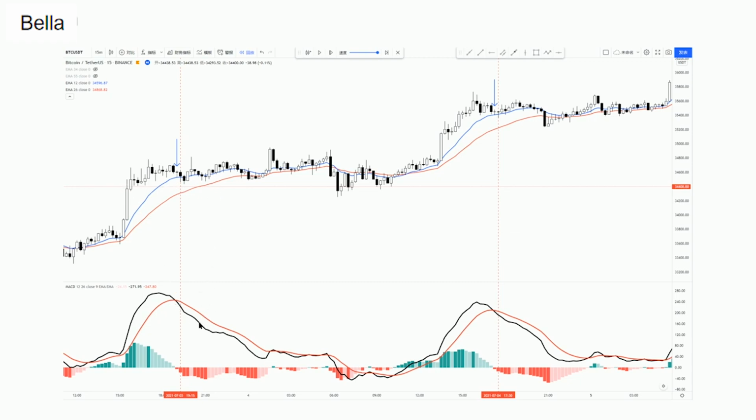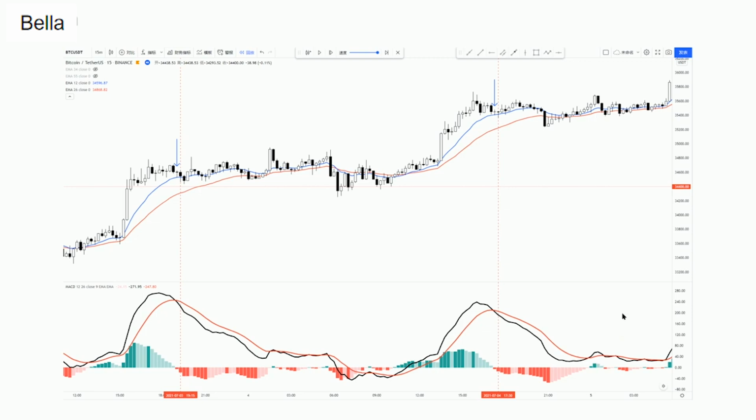Here are two examples of high dead crosses, here and here. Now we know that the MACD line, this black line, represents the difference between EMA12 and EMA26. When MACD is going up, the difference between these two moving averages is increasing, which means the momentum of the trend is increasing. When the MACD line is going down, the difference is narrowing, which means the momentum of the trend is weakening.